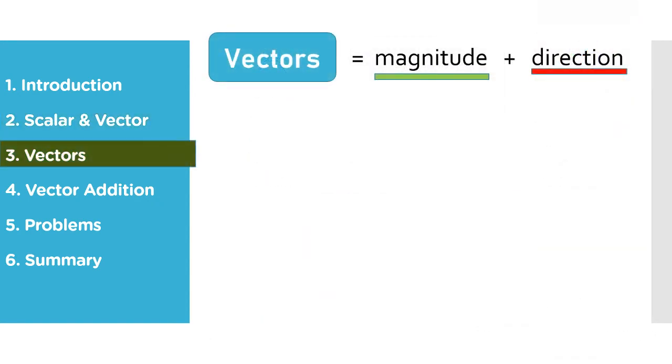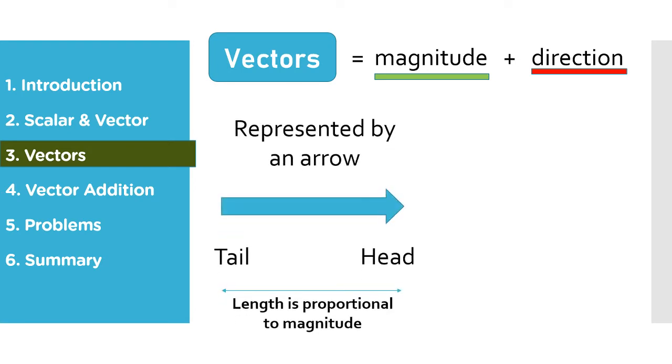So vectors are quantities with magnitude and direction. They are represented by an arrow with a tail and a head, and each vector can be represented by a letter like R with an arrow on top, or A, or B, or any letter in the alphabet. The length of the arrow is ideally proportional to the magnitude.